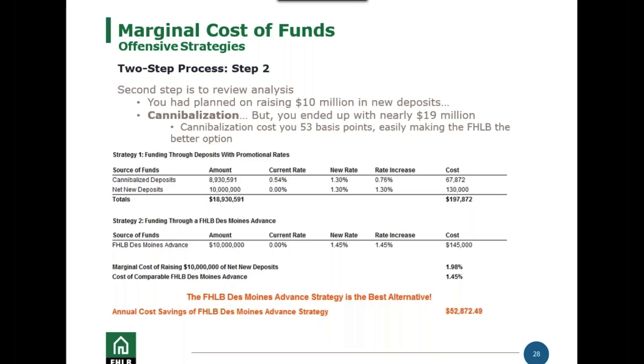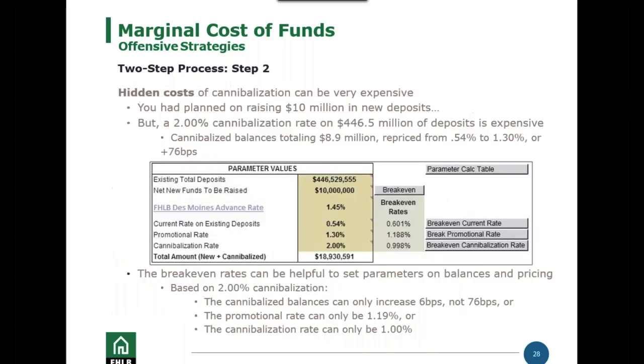So it's important to understand that typically, it doesn't happen all the time, but a lot of times when you run a CD special, you attract new money, but you also migrate funds from a lower costing alternative to a higher cost alternative. That's why it's important for all of you, if you can, to know that cannibalization rate. Slide 29, please.